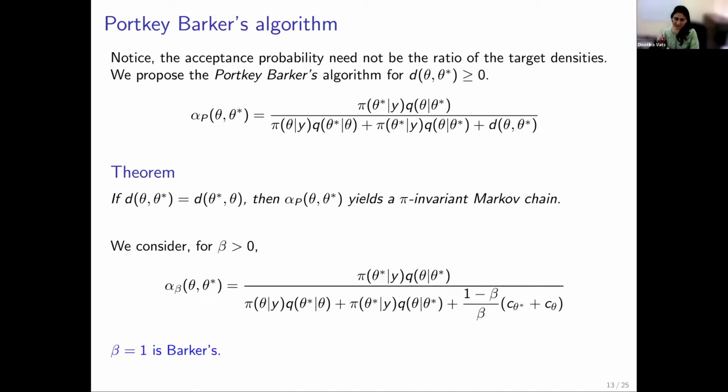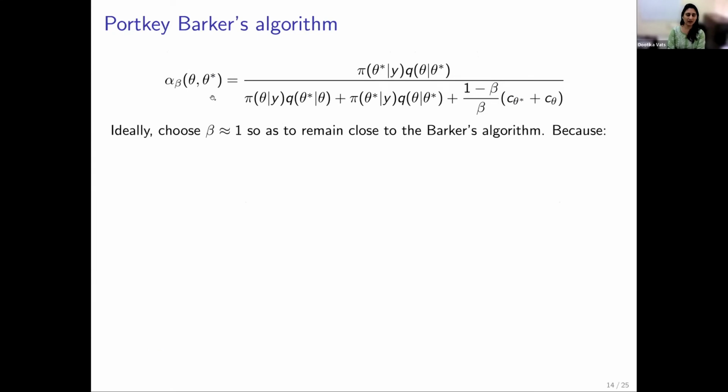Okay. The particular d that we choose is (1 minus beta) divided by beta, times (c theta star plus c theta). This beta is a function of the bounds that we've obtained, and it is some number between 0 and 1. If beta is equal to 1, this gets us back Barker's algorithm, because this whole thing goes away. So now my alpha beta, my Portkey Barker's acceptance function, takes this form over here. And ideally, I want to choose beta very close to 1, so as to remain close to Barker's algorithm.